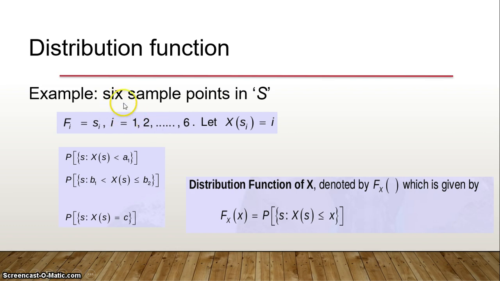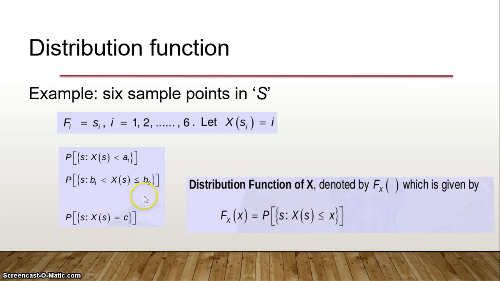So for example, there are 6 sample points in the sample space S. Let me take Si, where i is equal to 1, 2 and so on up to 6: S1, S2, S3 and so on, S6. Let me take the random variable X as X of Si is equal to i. If I take S as the sample space, I have a random variable X of s which is less than a1. So it is a constant here. Again, if I take the second value, the random variable lies between b1 and b2. Similarly, you can go on assuming the values, X of s is equal to c.